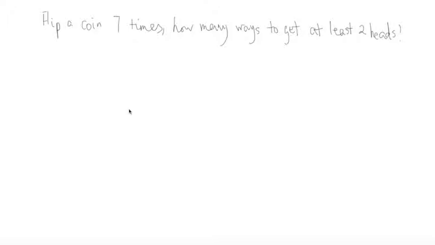So in this video, we'll look at a couple of counting problems, and we'll look at a trick called complementary counting. So let's look at this question. Flip a coin 7 times. How many ways to get at least 2 heads? Let's pause and think about this question.